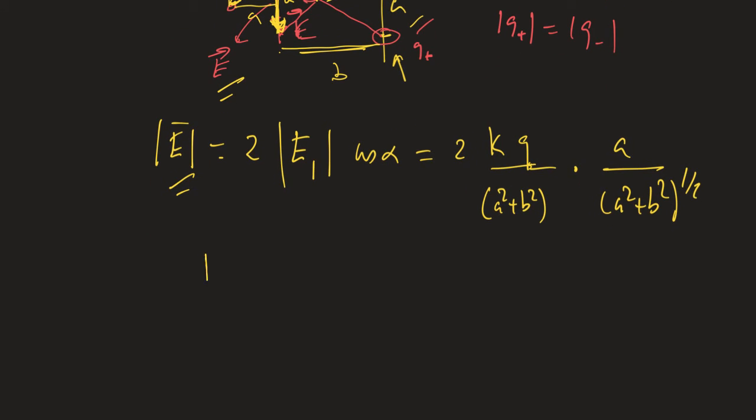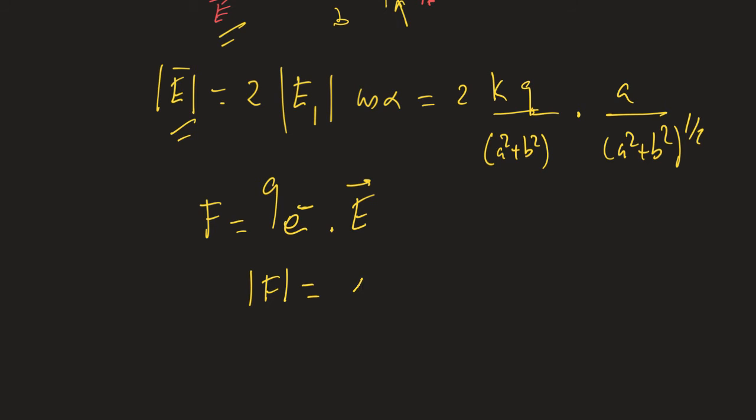And the force is the charge of the electron, Q of the electron, by the electrical field. And the force, of course, will go up. So the magnitude of the force will be Q of the electron, 1.6 by 10 to the minus 19, by the magnitude of the electrical field. So this is the force. So the magnitude of the force will be the charge Q by the magnitude of the electrical field. Okay, so if I put the magnitude of Q, I will obtain the magnitude of the force that is going up.